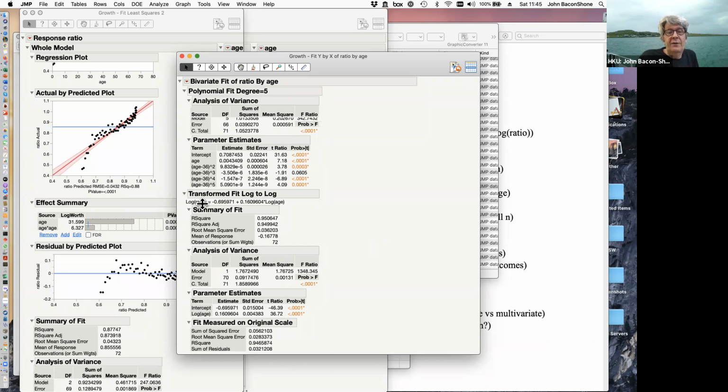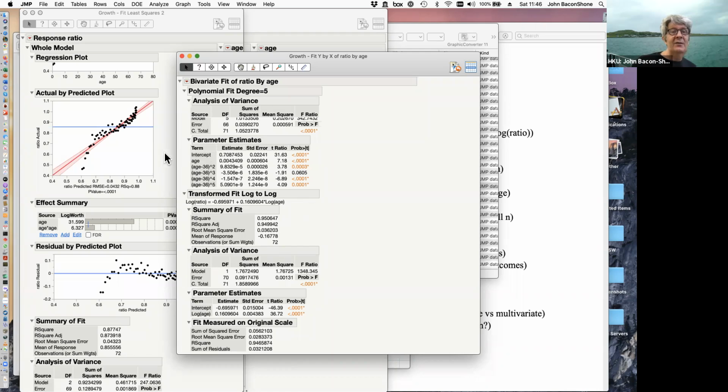This just says log of the ratio is roughly minus 0.7 plus 0.16 times log of age. So 0.16 times log of age essentially means that the ratio depends on age to the power of about 1/6, right? Or if you think of it the other way around, ratio to the power of 6 depends on the age. So we essentially have an exponential relationship between ratio and age, which explains most of the variability in our data.